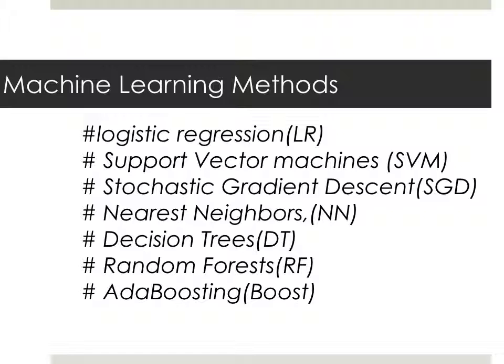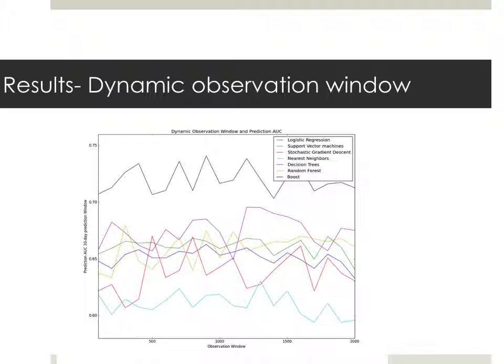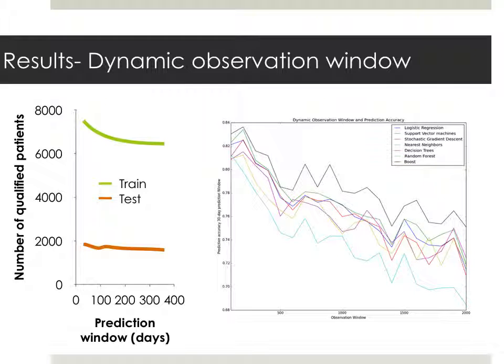So we include 7 different machine learning methods, such as logistic regression, support vector machine, and so on, and also 2 ensemble models. The result is pretty expected, in that the AdaBoost method has the best AUC performance. What is unexpected is that even as the observation window changes, the AUC stays flat, which means the sensitivity isn't really affected by the length of the data. However, for the observation window, the accuracy decreases along with the increase of the window.